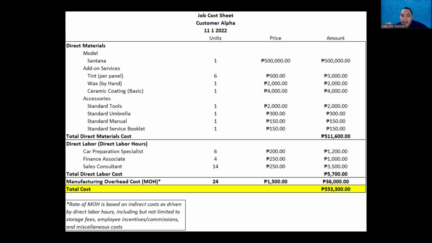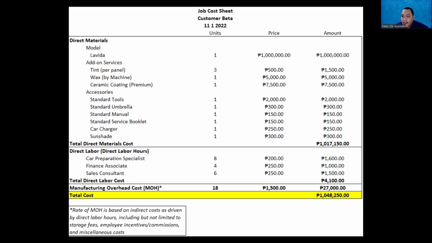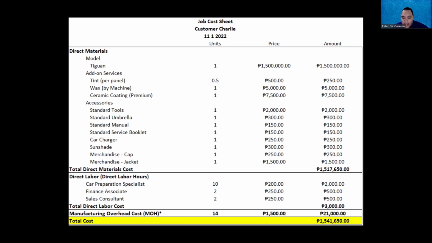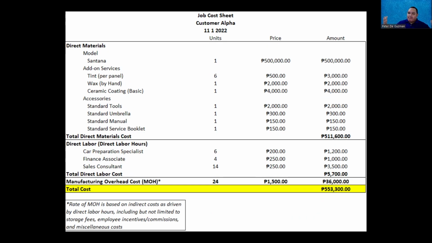The cost could be far greater, the cost could be far less, or the cost could be right on the money. But for the sake of this example, let us use 1,500 pesos per direct labor hour as our working rate. We end up with 36,000 pesos for customer alpha. For customer beta, we get 27,000 pesos. And for customer Charlie, we get 21,000 pesos.